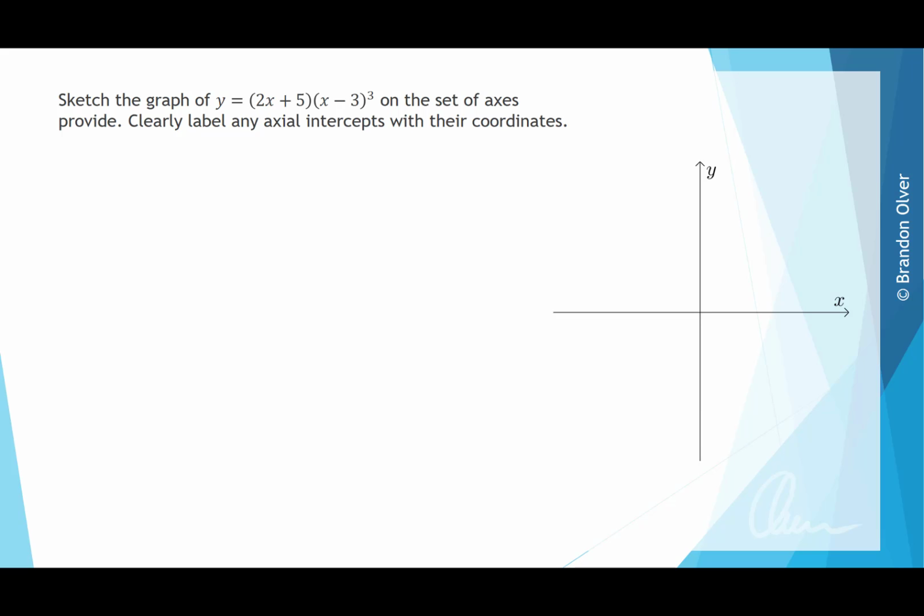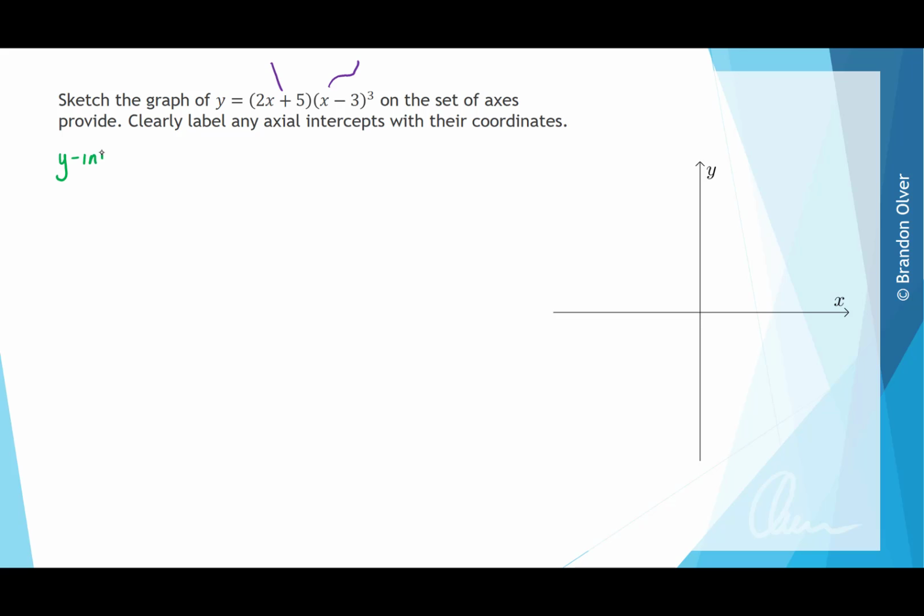is a linear factor, and that means that at the x-axis there'll be an intercept something like that. For the (x minus 3) cubed, that indicates that there is going to be a stationary point of inflection on the x-axis. Next, what we want to do is find the x and y intercepts of this graph.